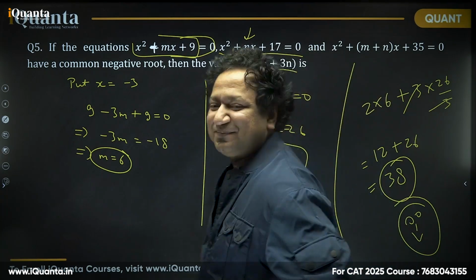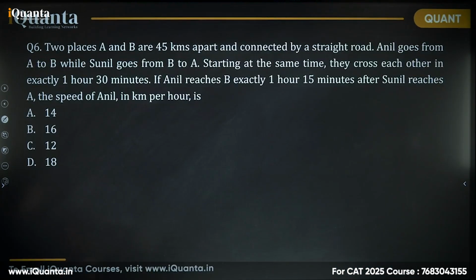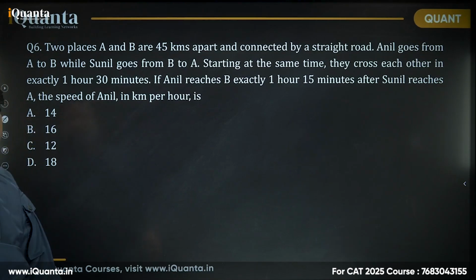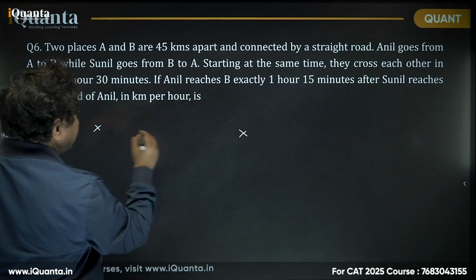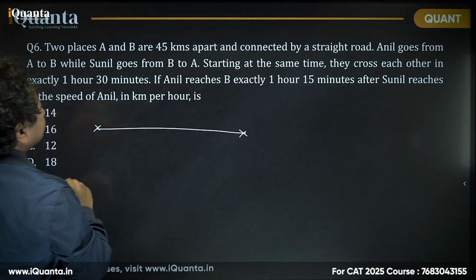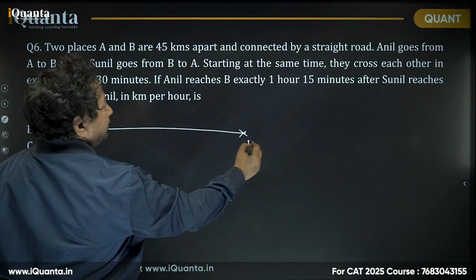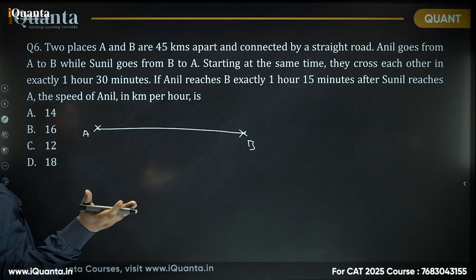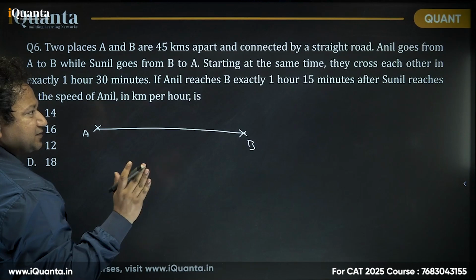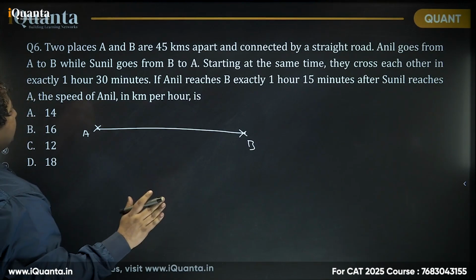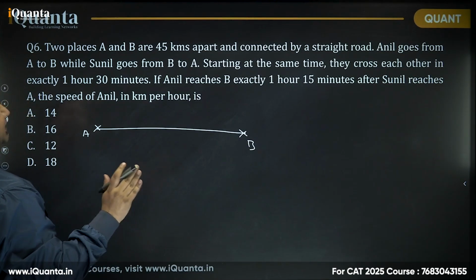Two places A and B are 45 kilometers apart and connected by a straight road. Okay. So let us visualize things. These are two places, A and B. How are they 45 kilometers apart? Anil goes from A to B, while Sunil goes from B to A. Starting at the same time, they cross each other exactly after 1 hour 30 minutes.